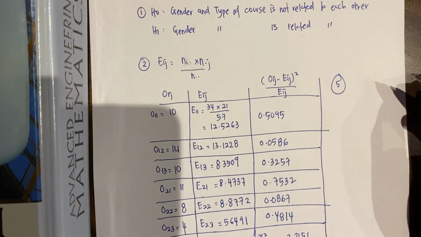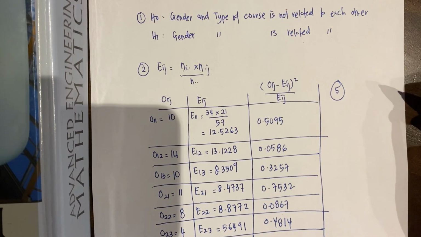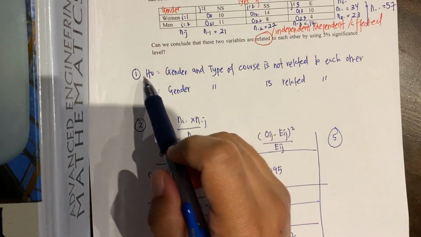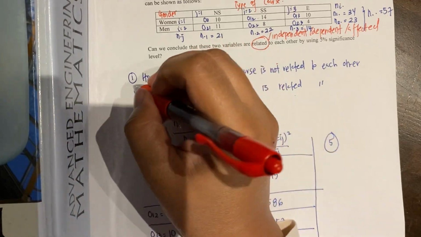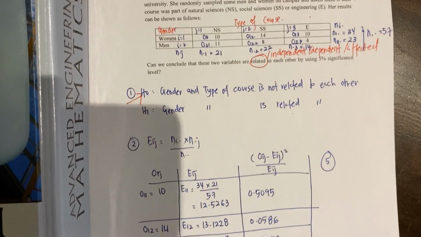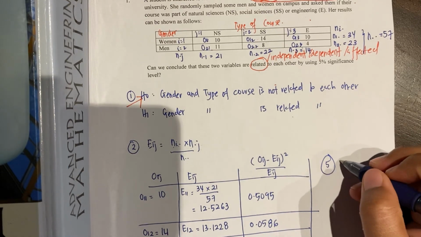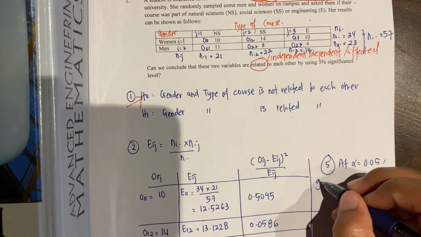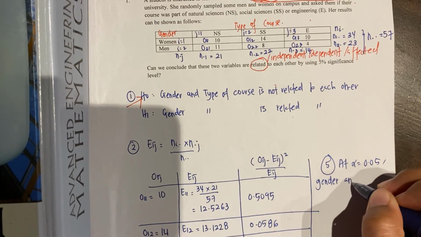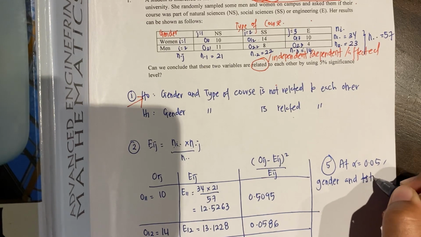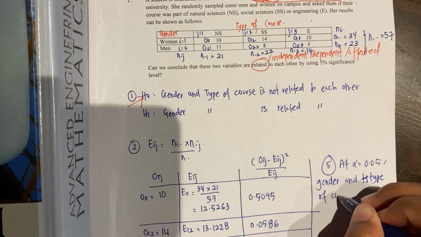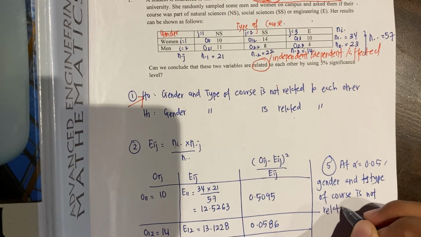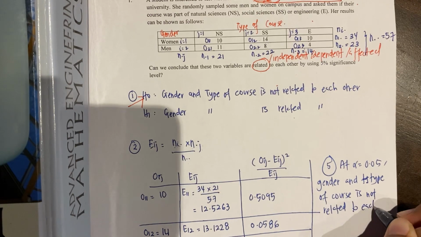Step 5, conclusion. For the conclusion, you just write which statement you support. Here, do not reject H0 means that we support H0. So just write the statement of H0. At alpha 0.05, gender and type of course are not related to each other.